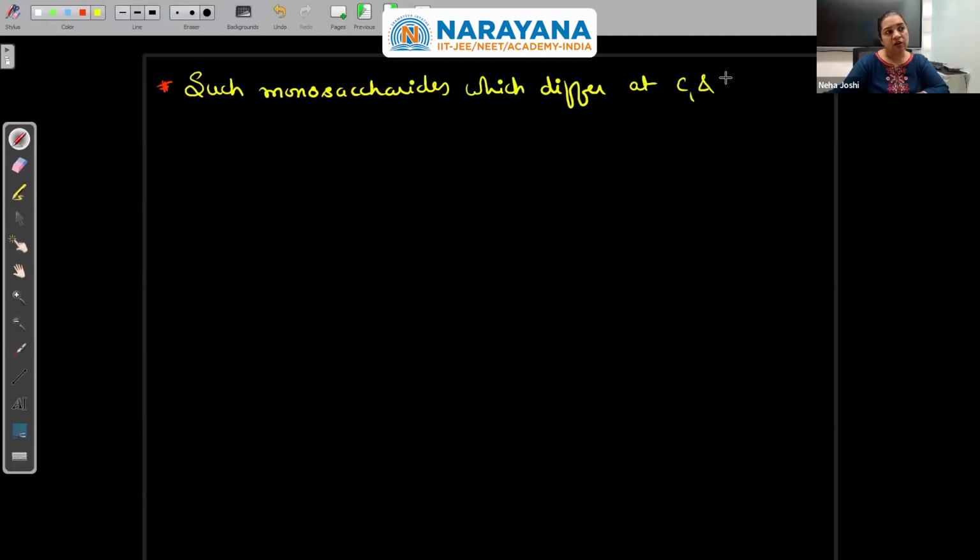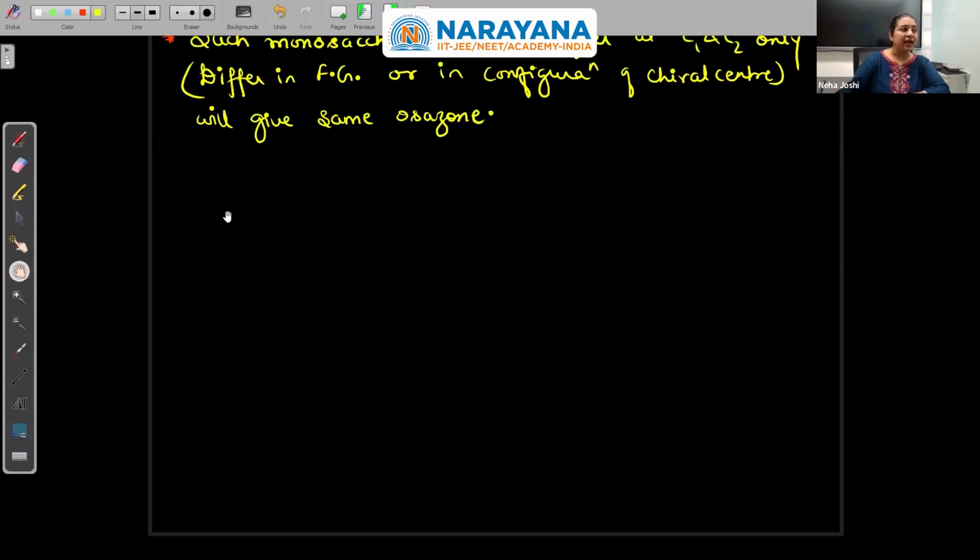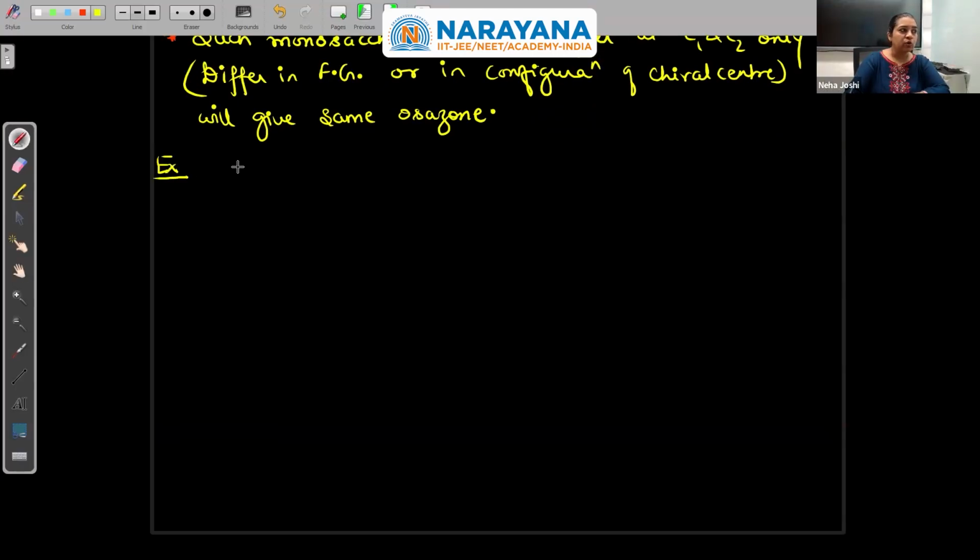Now, what is important is that such monosaccharides which differ at C1 and C2 only, and when I say differ, I mean in functional group or in configuration of the chiral center, will give the same, identical osazone, because the entire change is only at positions 1 and 2.